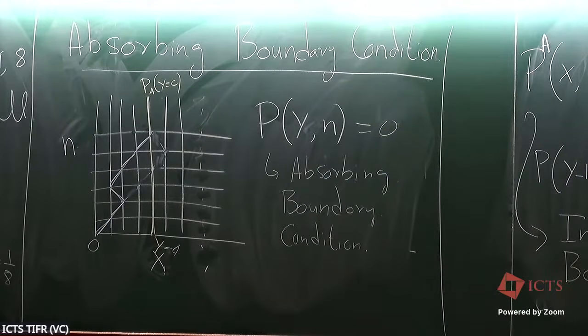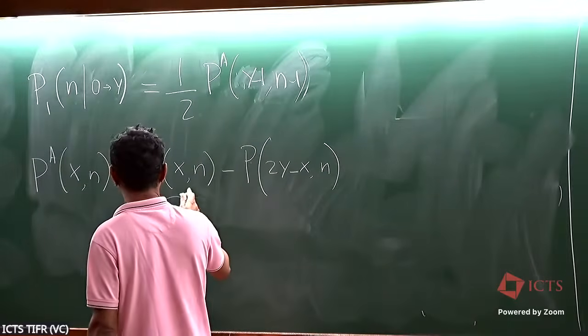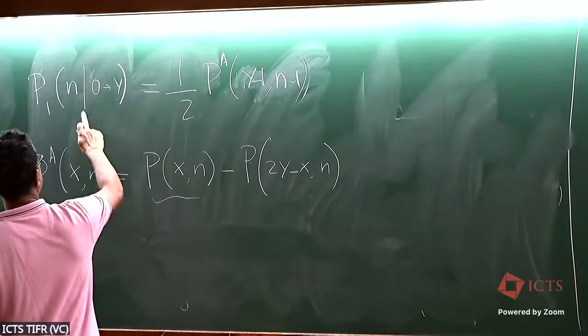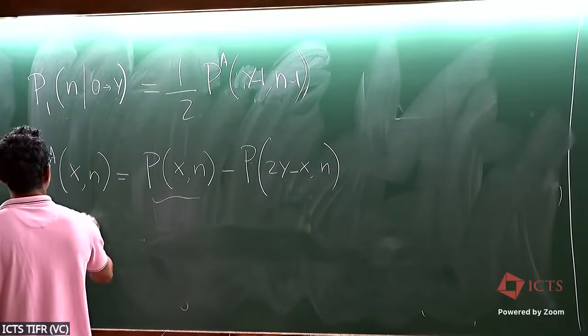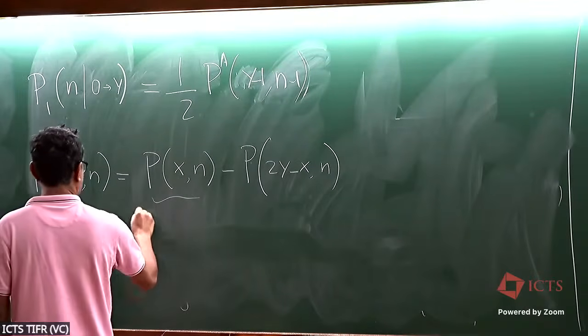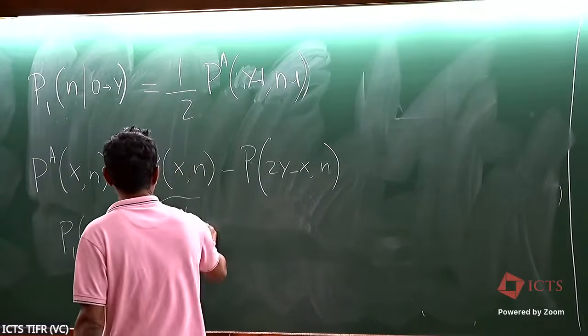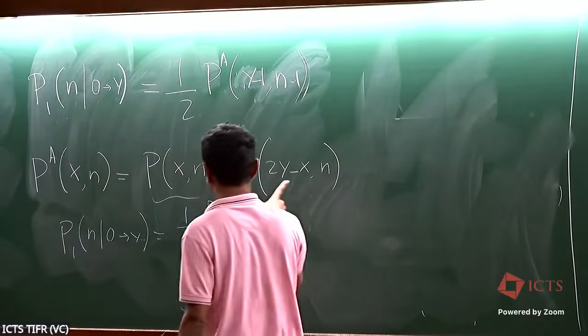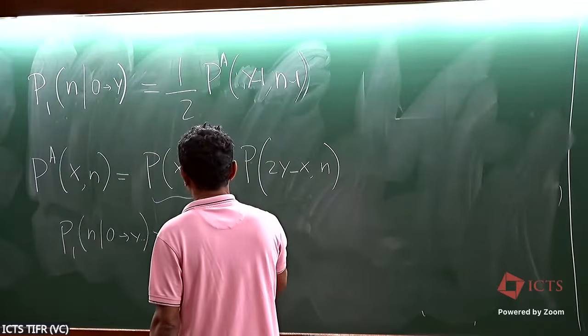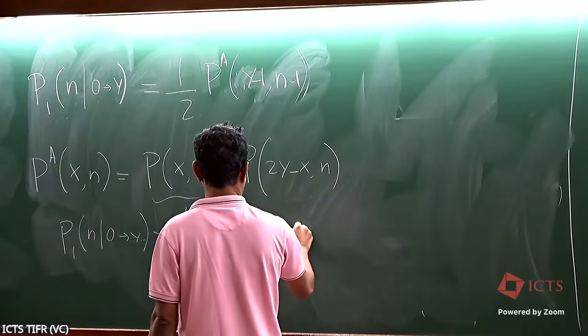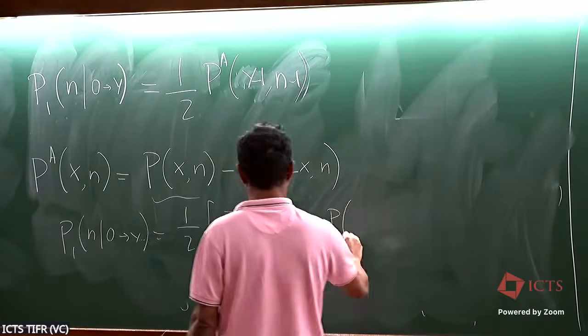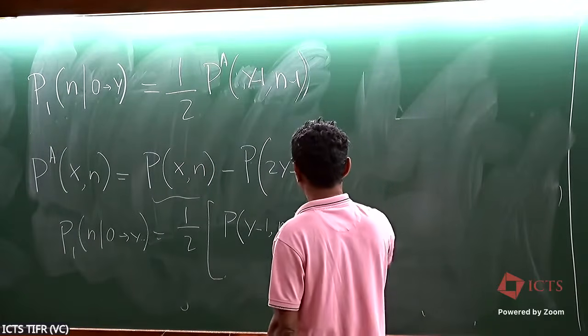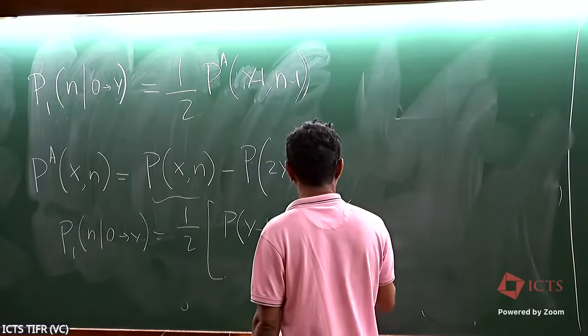Right. So now once we have this solution, this we know already. Once we use this, we have to find P1 in 0 to y. We just use this and this. So this is half. We have to put x equal to y minus 1 and use this, right? So this is P y minus 1. If you put y minus 1, that's y plus 1.